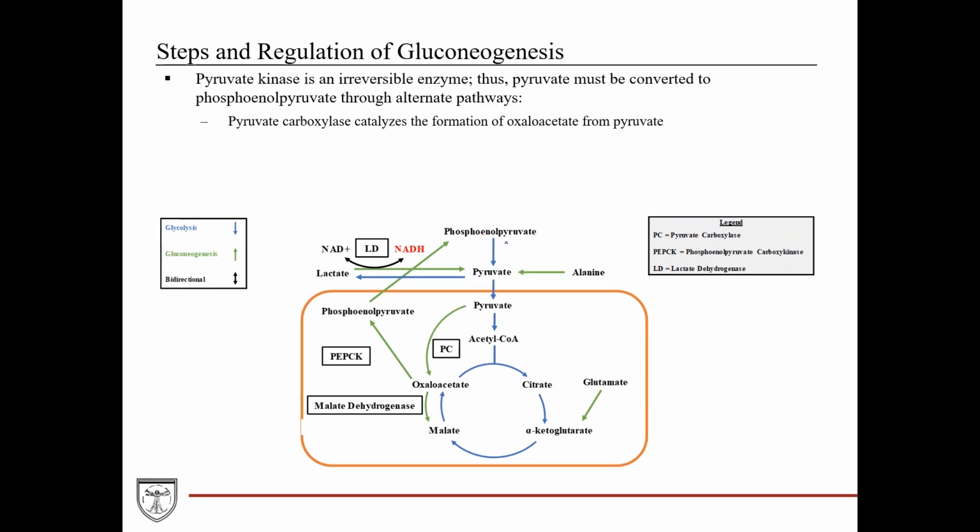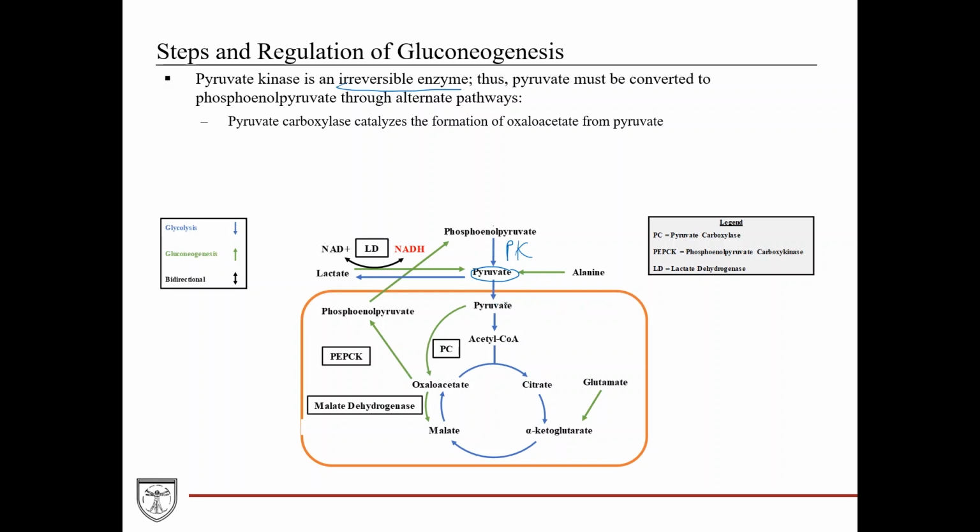So if you remember, during glycolysis, phosphoenol pyruvate is converted into pyruvate by the enzyme pyruvate kinase, PK. This is an irreversible enzyme, and as a result of that, during gluconeogenesis, when you have pyruvate, you can't just convert it back to phosphoenol pyruvate using this enzyme because it's irreversible. So you have to find a more roundabout way. So there are some alternate pathways that pyruvate undergoes.